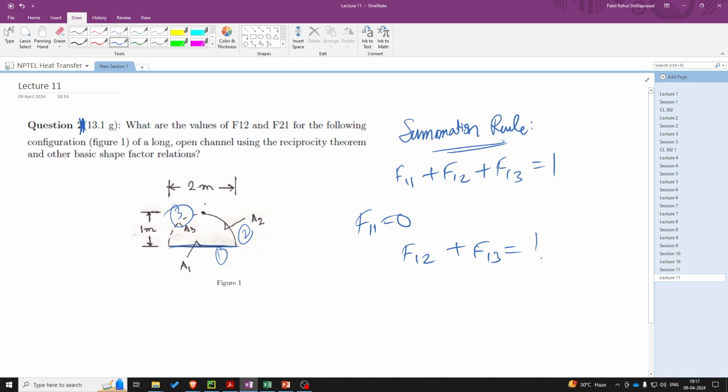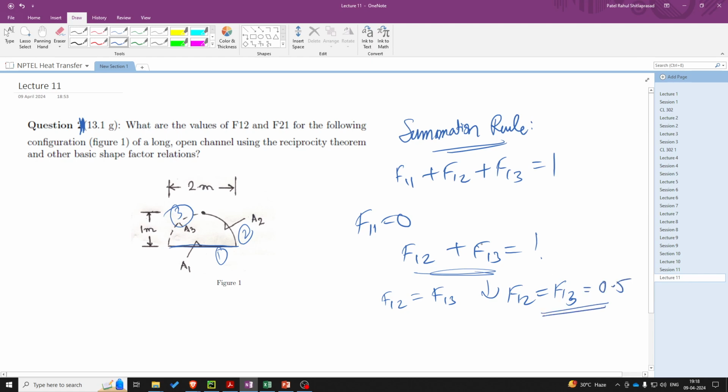Now again, from the diagram, we can see that both of these surfaces 3 and 2 are symmetrical. They are each just half of the cylinder. So we can say that the geometry of both of these objects is similar, and since the geometry is similar, the view factor will be similar. That is, F12 will be equal to F13. So from this equation, we can write F12 is equal to F13, and both will be equal to 0.5. That is what we can write.